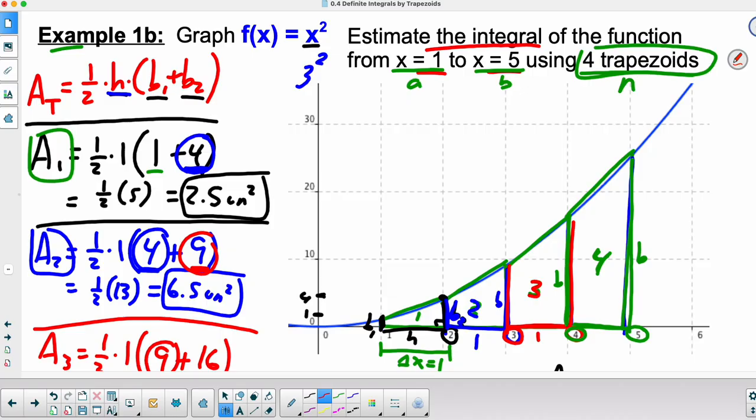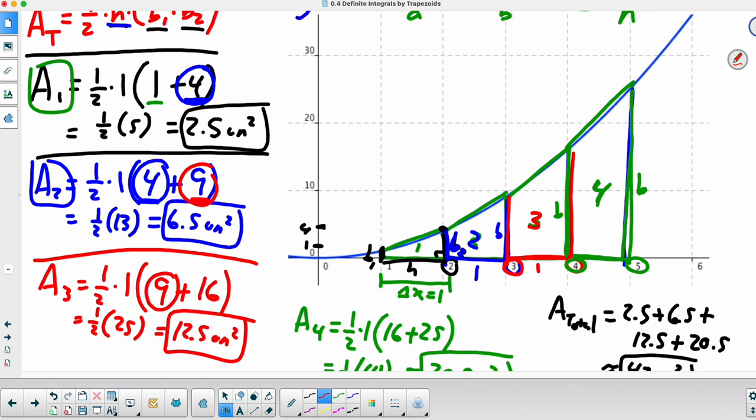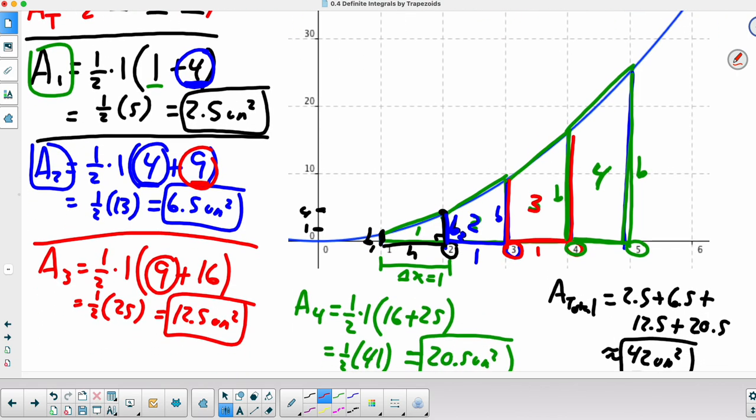We have some overlappage here. And all these overlap except for the very first one didn't overlap. And when I get to the very last one, 25, that one didn't overlap either. But all these other ones, 16 shows up here, shows up here. 9 showed up there, showed up here. 4 showed up here, showed up there. They double up. The only ones that don't double up are the first base and the last base, in terms of the number of times they get used in the formula.